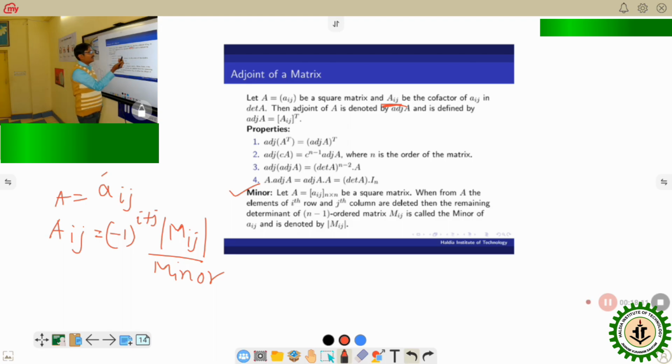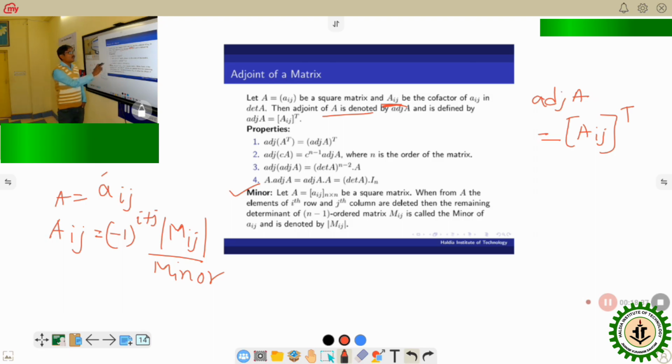So how to define the adjoint of A? First find the cofactor of all these aij, then take the transpose. So the adjoint of A is denoted by adj A and is defined by adj A equals capital Aij whole transpose. So first you have to find capital Aij. How to find? First find the minor, then with sign, it is called the cofactor. And these are the properties. Adjoint of A transpose equals adjoint A whole transpose. Adjoint of cA equals c to the power n minus 1 adjoint A, where n is the order of the matrix. Adjoint of adjoint A equals determinant A whole to the power n minus 2 times A. And A into adjoint A equals adjoint A into A equals determinant A into I.